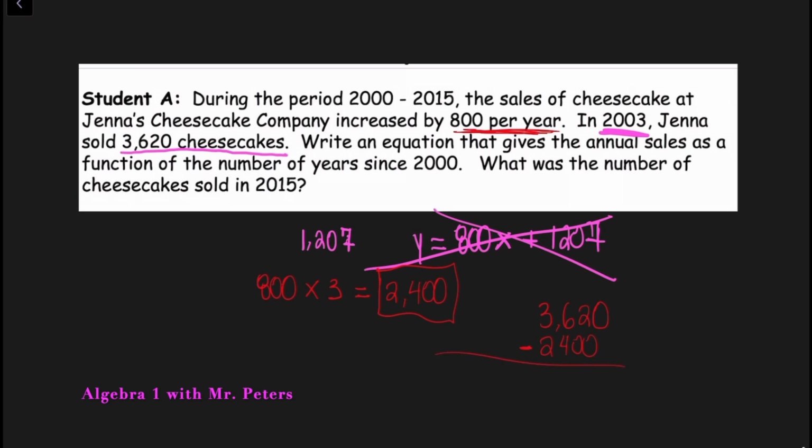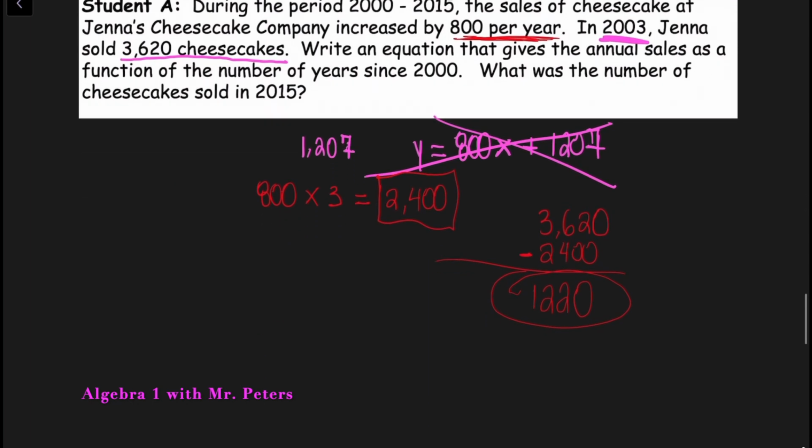So we subtract, and then we're going to get, let's see, what do we get after we subtract this real quick? We're going to get 1,220. Now that we have that information, we can create our equation. And our equation, let's switch colors, go back to pink, is going to be y is equal to 800x plus 1,220.